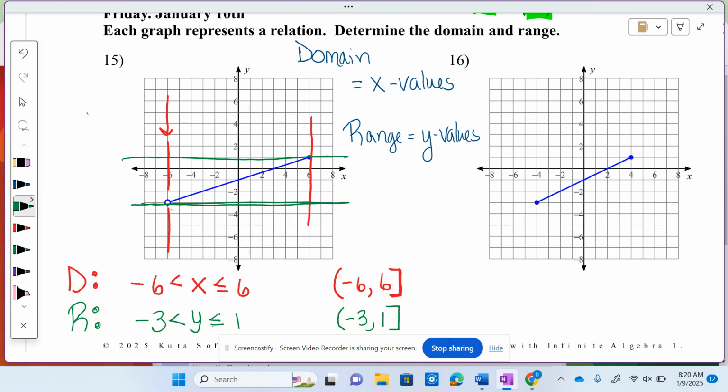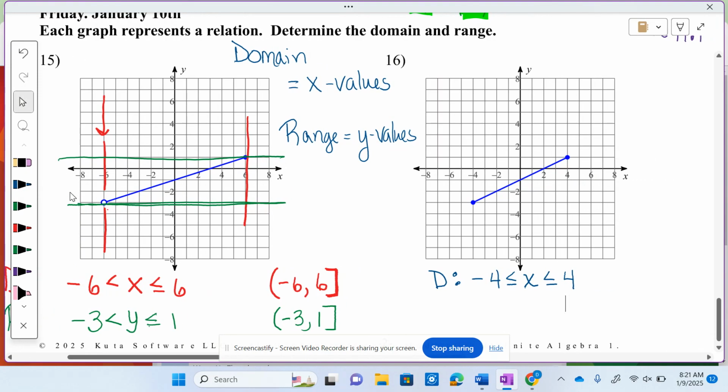Yes or no? Okay. So who can tell me what the domain is for example 16? What is my domain for example 16? -4, less than or equal to x, which is less than or equal to, yes, +4. That is your domain. So if I were using set notation, what would that look like?